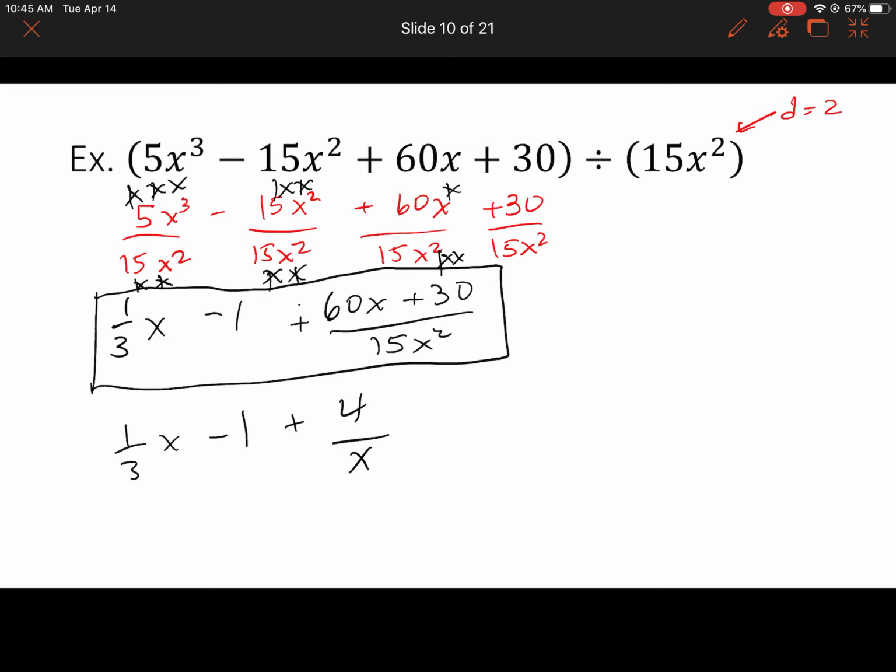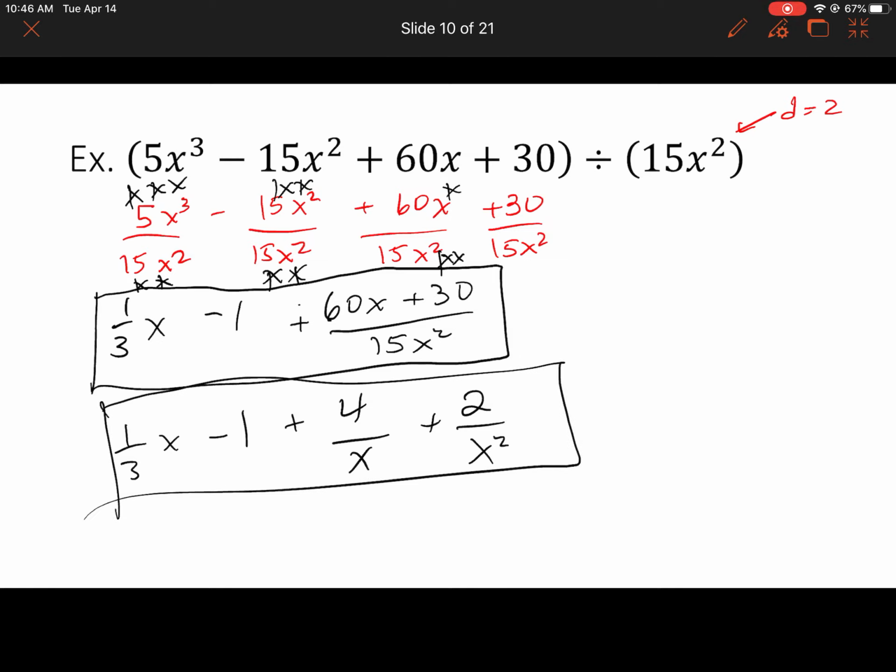For the last one, we do the same thing. 30 divided by 15. Well, that's just equal to 2. And since we only have x squared as part of our denominator, and we have no x's in the numerator, none of them cancel out. So our denominator stays the same. Okay. This is also a good answer, a simplified answer to the one above.